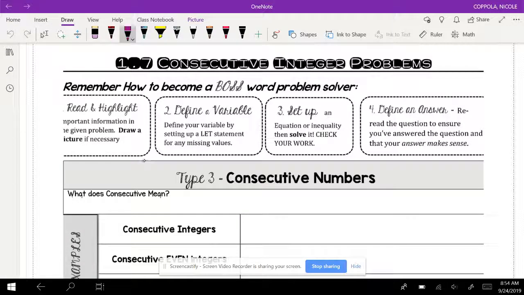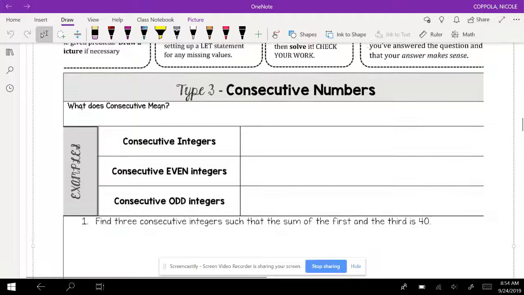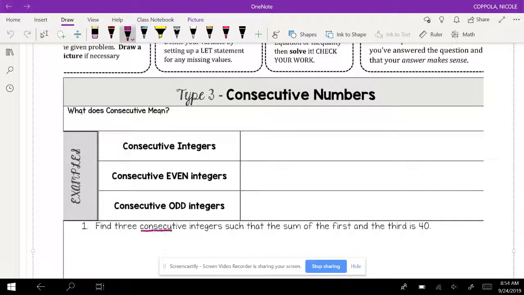Hey guys, so we're going to be talking about 1.7 consecutive integer word problems. So let's just get right in. So the first thing we have to think about, and if you look at these questions, the word consecutive will appear, and so it's a little bit of a signal as to what you need to do. So remember what the word consecutive means, and I'm sure you've heard it before. Consecutive means one right after the other, nice in a row, okay?